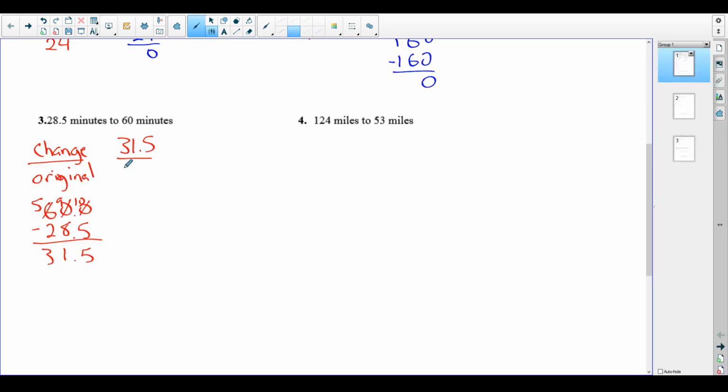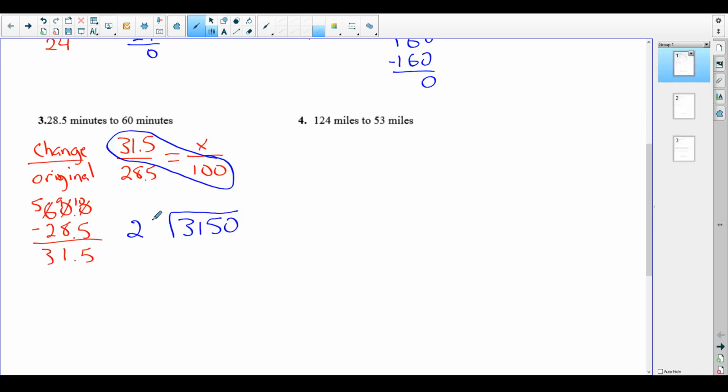But compared to our original, which was 28.5, the original is less than what the change was. Since it's improper, we're actually going to end up with a percentage over 100. And that's okay. We're going to cross multiply. This is the hardest one on here. So 31.5 times 100. Again, we just move the decimal 2 places over. So that's 3150. This is for the test tomorrow. Make sure you know how to do percents and proportions.